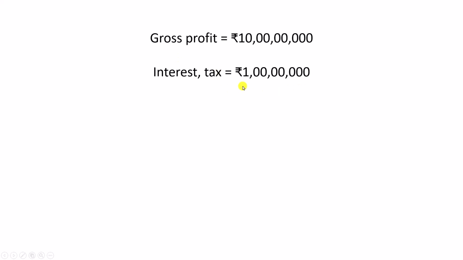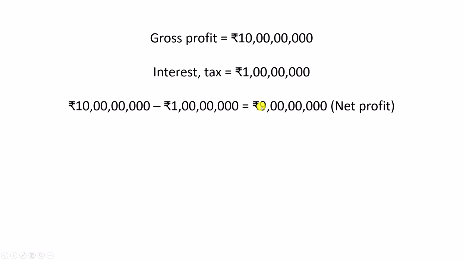And let us say that the company pays 1 crore rupees from this 10 crore rupees. So if we subtract 1 from this 10, we will have 9 crore rupees left. This 9 crore rupees is the net profit. What is net profit? Net profit is the profit that the company gets after it pays interest, tax, and after considering depreciation and amortization. So 9 crore rupees is the net profit.